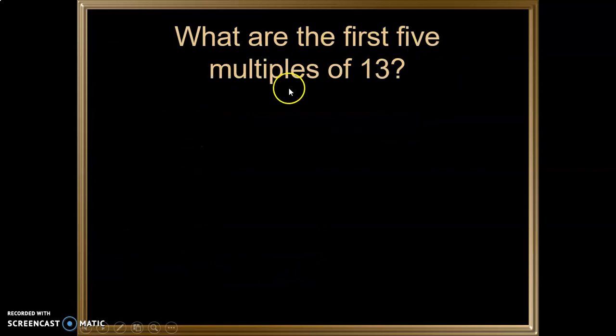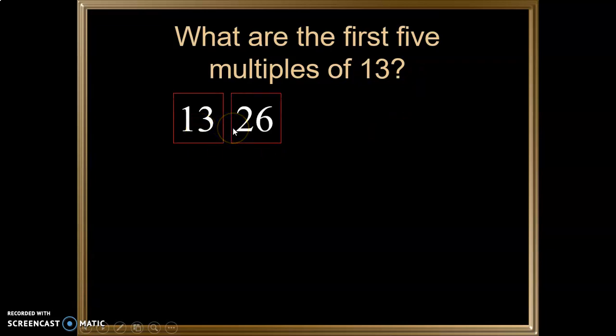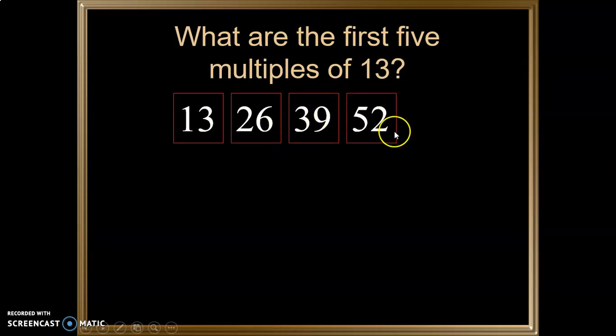So what are the first 5 multiples of 13? 13. Next is 26. Next is 39. Next is 52. The last number is 65. So why is it 13, 26, 39, 52, and 65?